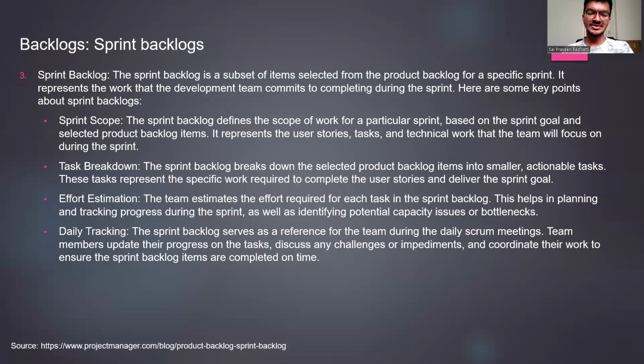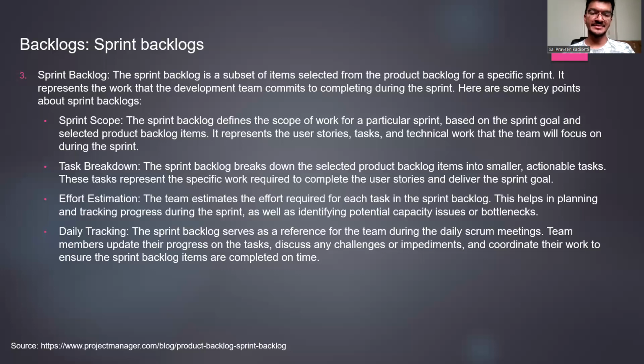Sprint scope. The sprint backlog outlines the work to be done in a sprint. It includes user stories, tasks, and technical work that the team will focus on during that time. The task breakdown. The sprint backlog breaks down the selected items into smaller actionable tasks. These tasks represent the specific work needed to complete the user stories and achieve the sprint goal.